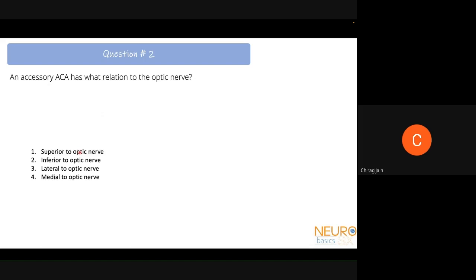So an accessory ACA is arising from the ICA itself. So it actually arises from the pre-bifurcation ICA, and then it runs below the optic nerve. The normal ACA is going to run above the optic nerve. So it's important to remember that an accessory ACA will, on the other hand, run inferior to the optic nerve.